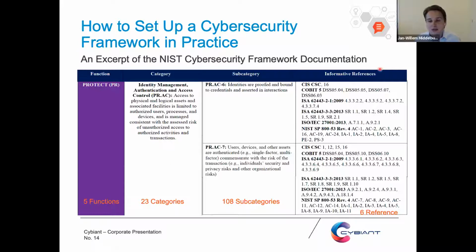And then the 6 references make a mapping on how you can make sure that every subcategory can be taken under control and where you can find more information on how to do this in practice. So that's the very high level way in which a cybersecurity framework is being structured.